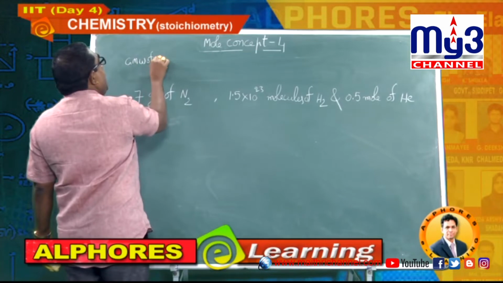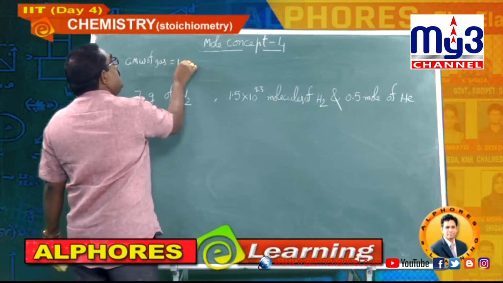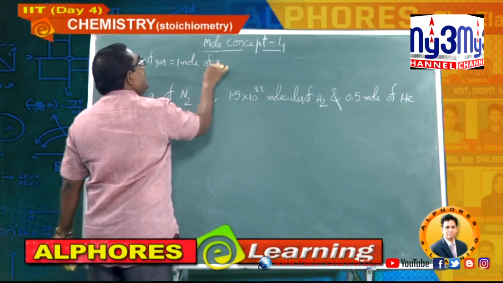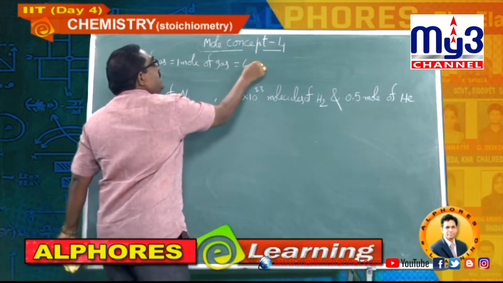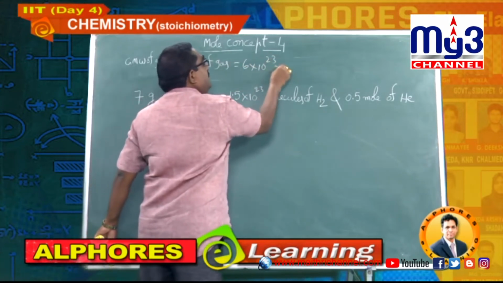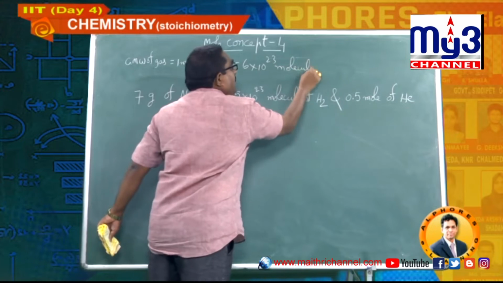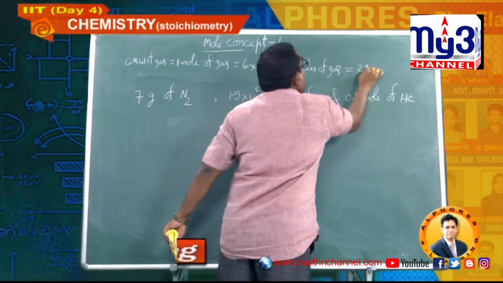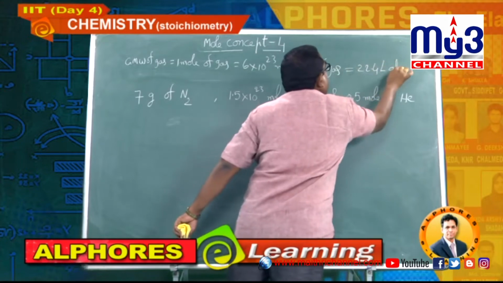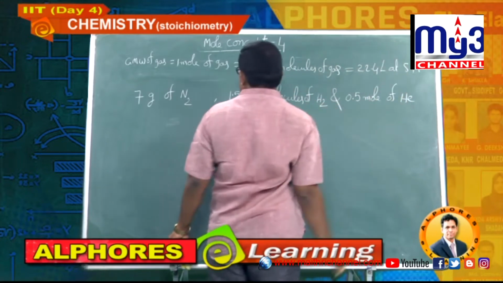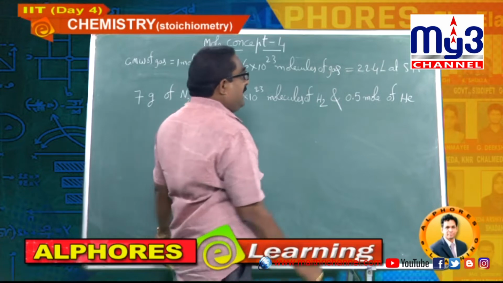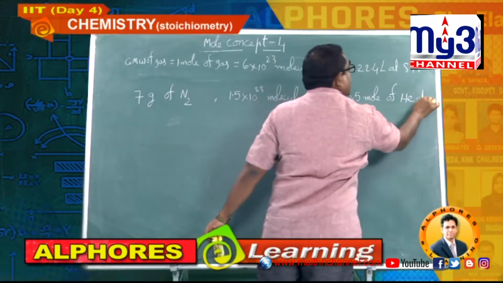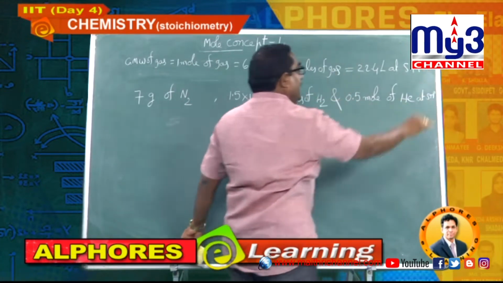1 GMW of gas is equal to 1 mole of gas, which is equal to 6 into 10 power 23 molecules of gas, which is equal to 22.4 liters at STP. Here also in the question, please write down STP.